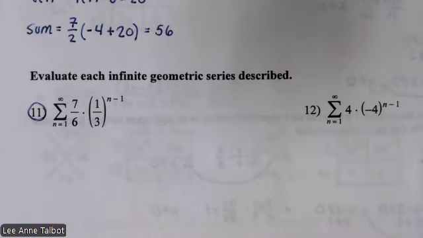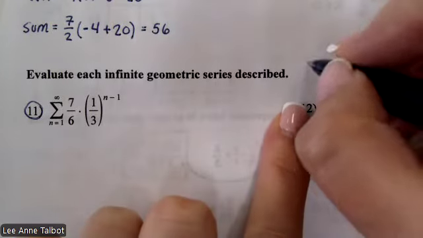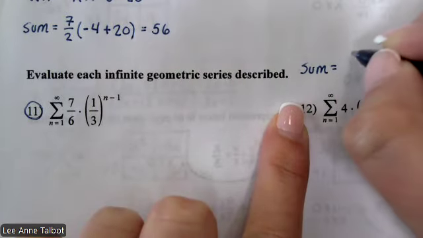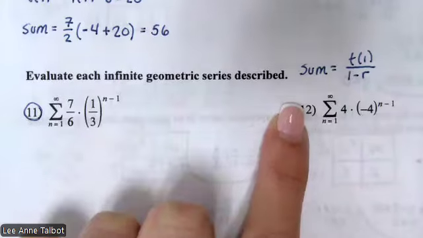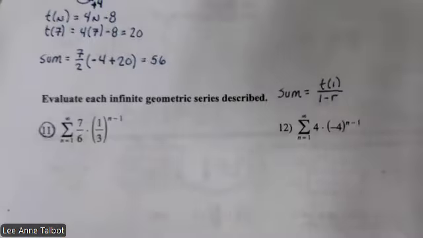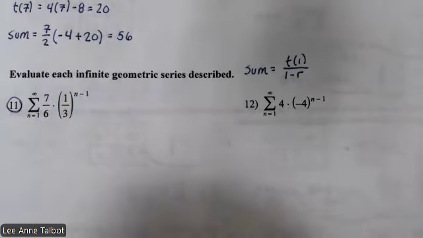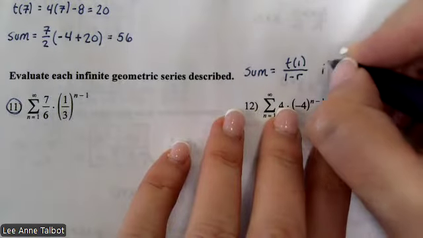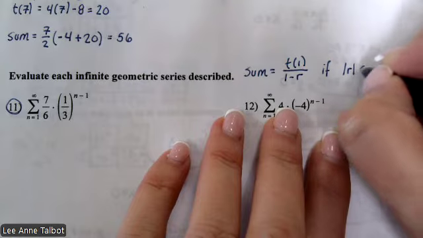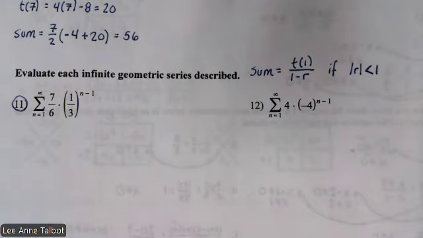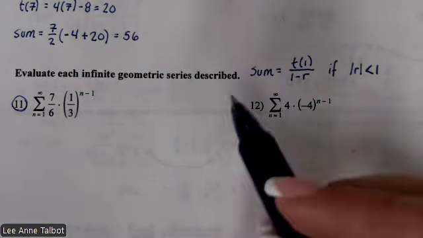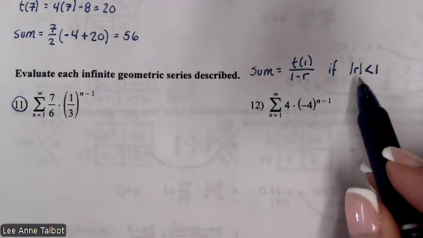Evaluate each infinite geometric series described. Infinite is sum equals first term over 1 minus r. However, there's a rule about r. Do you remember? Yep. Absolute value of r has to be less than 1. And don't worry about the absolute value. I just say ignore the sign.